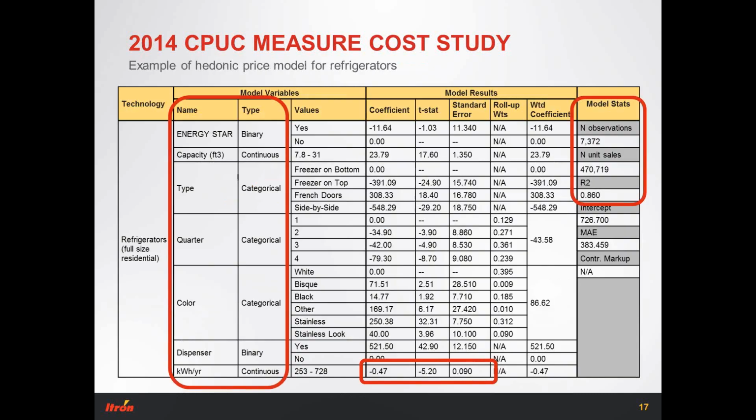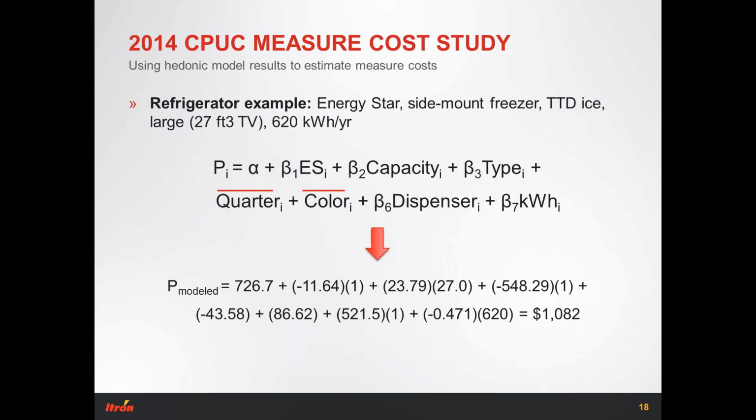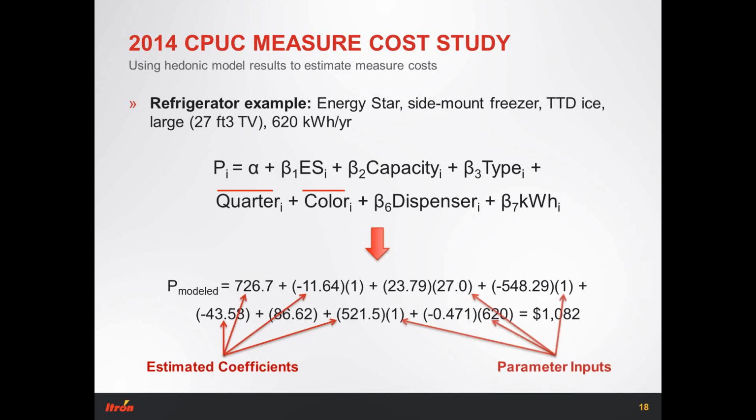So how do we use all that craziness in this big table to actually predict prices? This is, again, using the refrigerator example. This is the basic model specification expressed as a formula. And if you look, we take simply the estimated coefficients from the models and interact those with the parameter inputs. The key parameter inputs in this case are Energy Star compliant, side mount freezer, through the door ice, 27 cubic foot total volume, and 620 kWh per year.